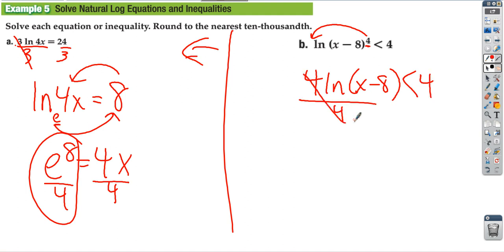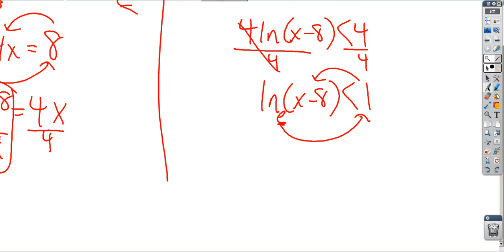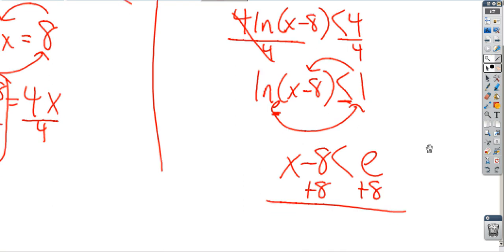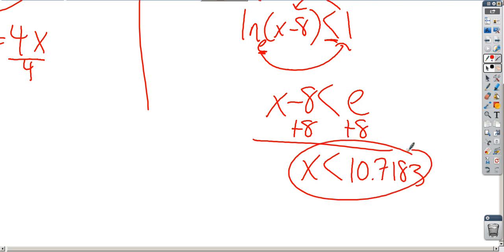Now let's divide by 4 right here. We don't have to flip the sign because we divided by a positive number. 4 divided by 4 is equal to 1. Now I'm going to raise this number to that power and get that answer. The key is to keep the x minus 8 facing the same direction as that sign. Right now x minus 8 is less than, so it's still going to be less than when I change this to e to the first power, and that's just the same thing as e. Then we will add 8 to both sides, and so we will get x is less than e plus 8, which is 10.7183 when you round it to 4 decimal places.